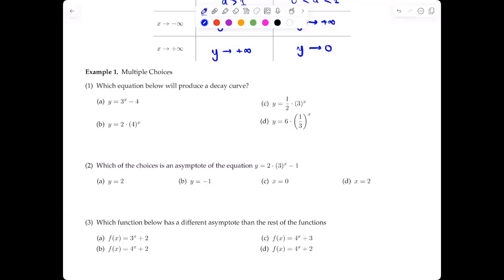Is that A, B, C, D? C or D? D. So D is the option, right? Because a is equal to 1/3. For C, the constant is 1/2, so it doesn't affect the exponential function. Here the value of a is 3, so this is exponential growth. So D is the answer.